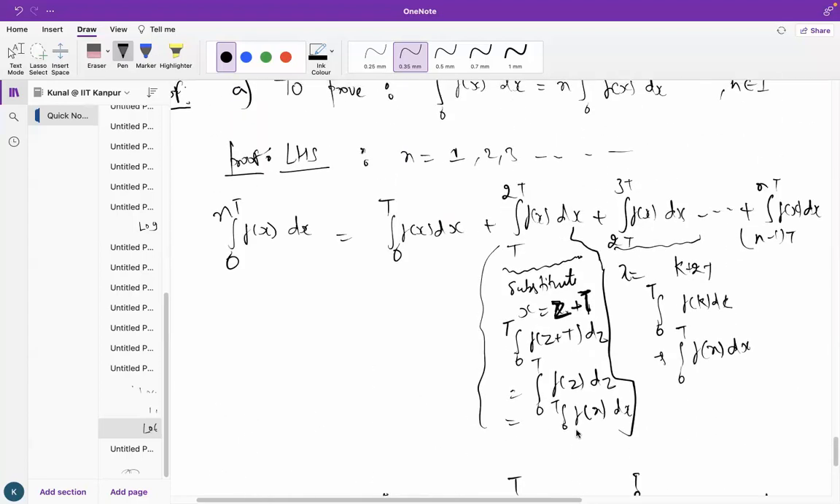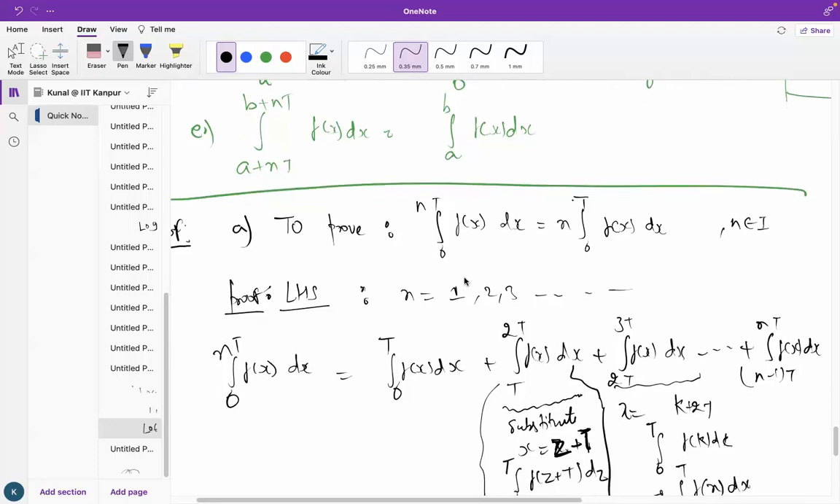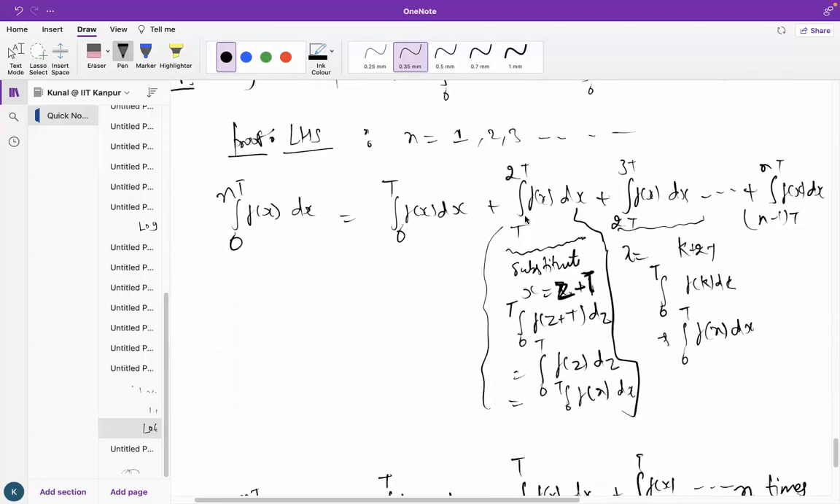So what I'm trying to do here is write our LHS, where we are integrating our function f(x) from 0 to nT. We can split it as 0 to T, T to 2T, 2T to 3T, 3T to 4T, and so on up to (n minus 1)T to nT.